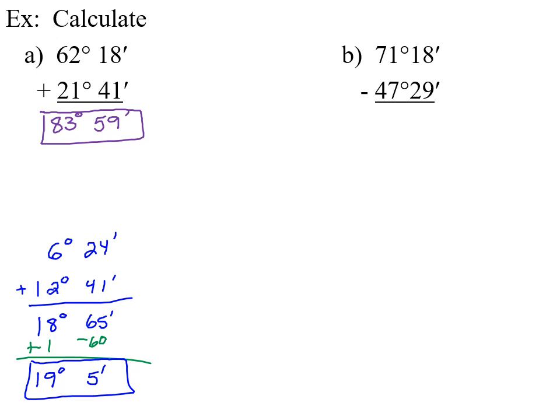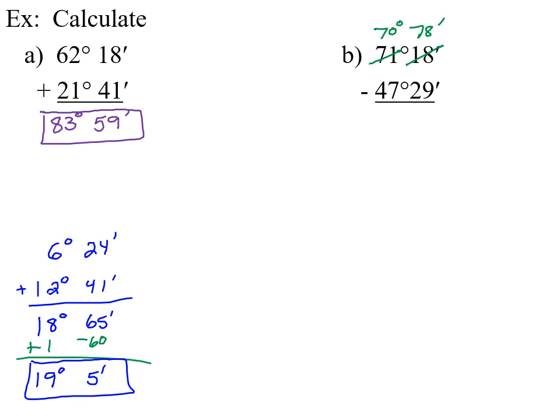Likewise, if you're subtracting, like on part B up here on the top, if you were to subtract these, you sometimes have to borrow, because you can't take 29 from 18 on the minutes because you'll end up with negative numbers. So what we do is we're going to borrow. We're going to make this 70 instead of 71 degrees and add 60 to the 18 to make 78. Not degrees, 78 minutes. Like that. That way we can subtract them.